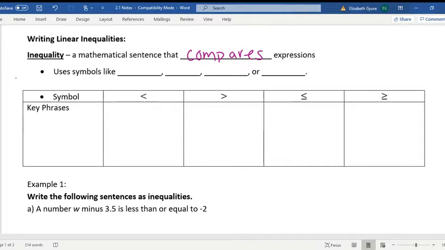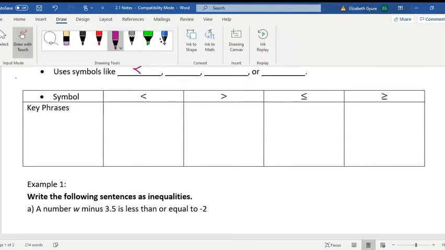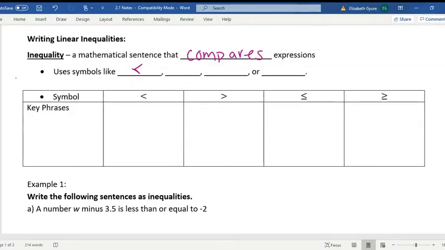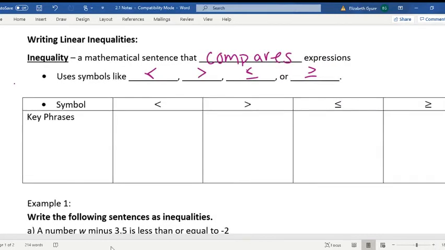So the symbols that we will use with inequalities, we might have a little arrow guy pointing to the right, or I'm sorry, to the left. Looks like this. That's called a less than symbol. You might have a greater than symbol, a less than or equal to symbol, or a greater than or equal to symbol. Okay. So what we're going to do is take a look at each one of our symbols, and write down key phrases that we need to look for, because sometimes they're really straightforward, but sometimes there's more than one good way to say something. I think each one has at least 2 or 3, so we're going to put these in here.